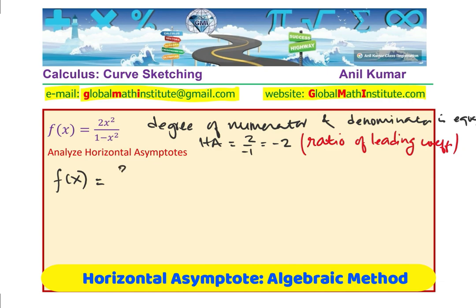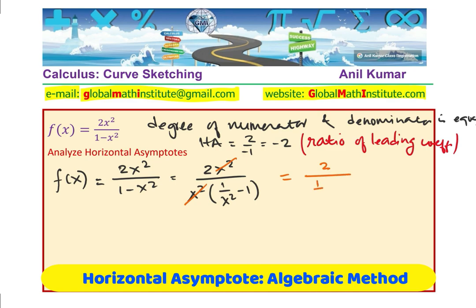So we're given the function as 2x squared over 1 minus x squared. Let me factor out x squared from the denominator. When I factor out x squared from the denominator, I get 1 over x squared minus 1. We can cancel this, right? So we get 2 over 1 over x squared minus 1, right?